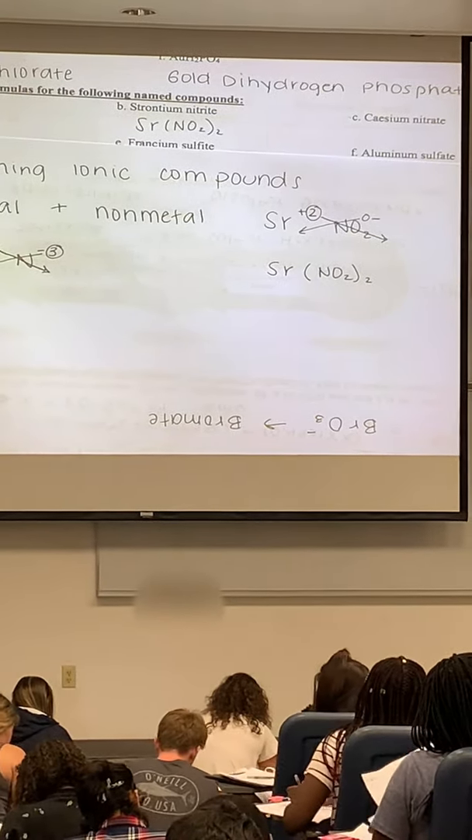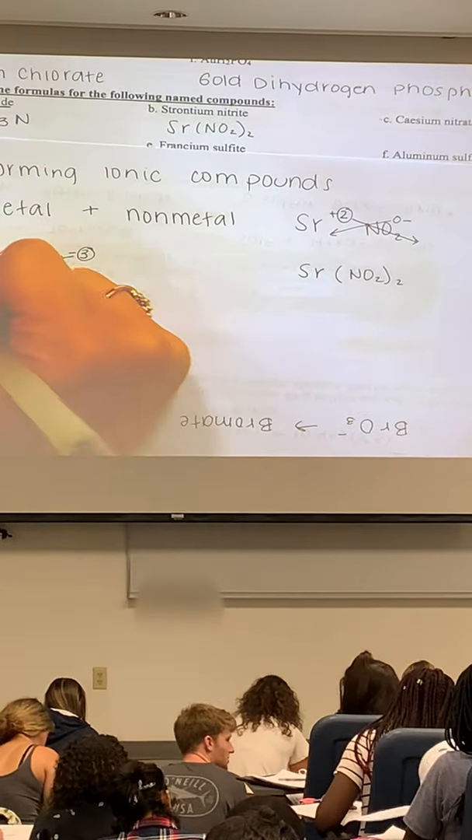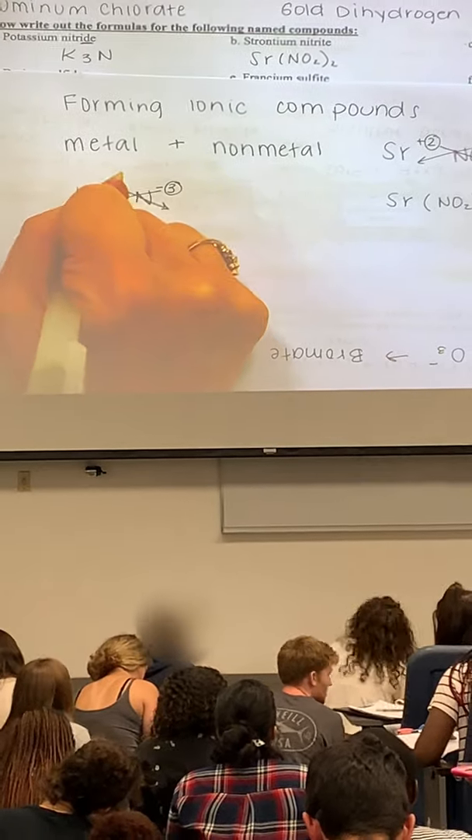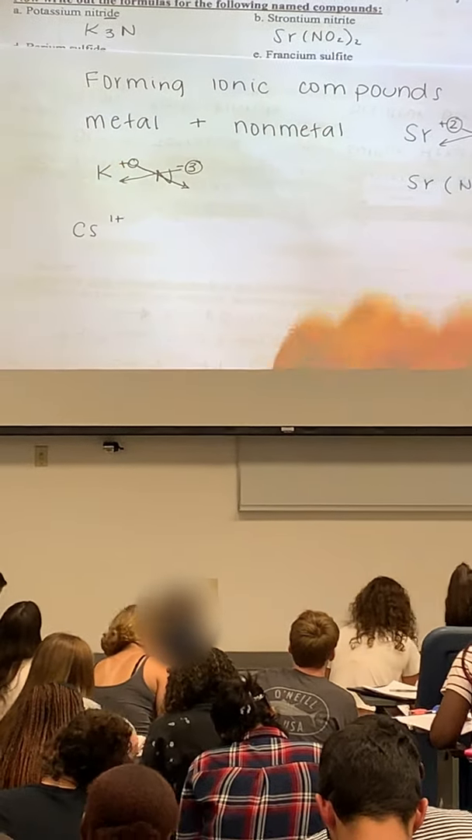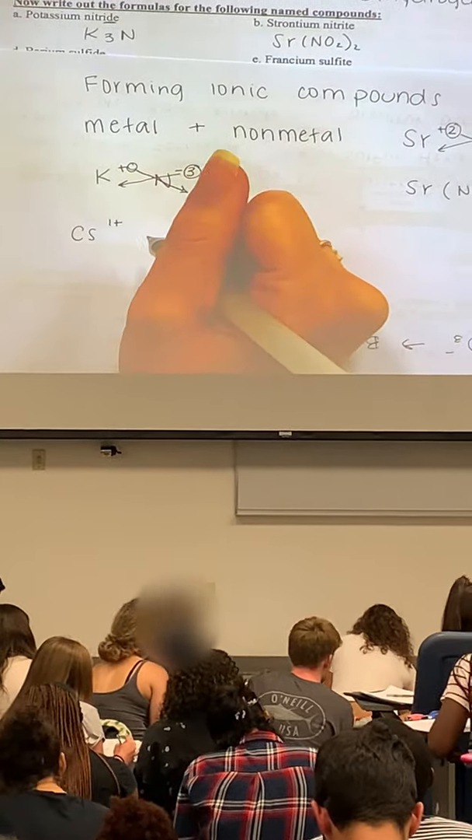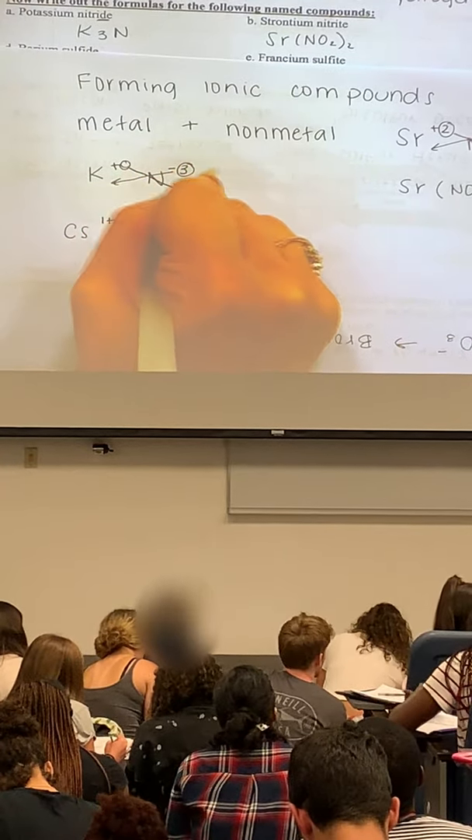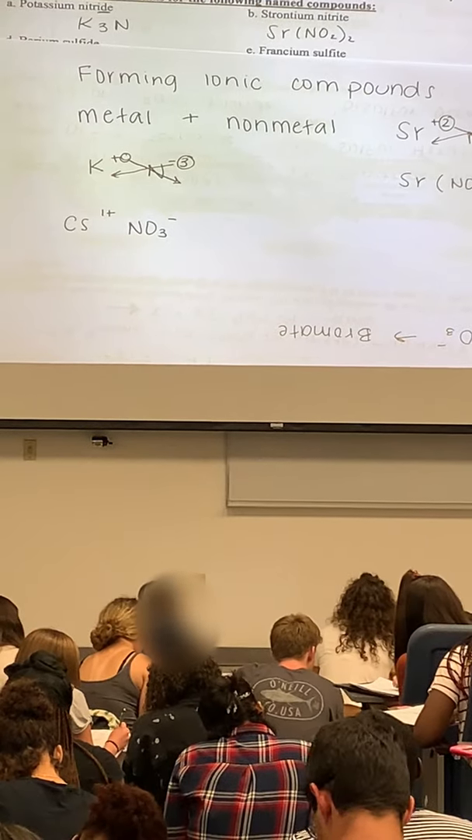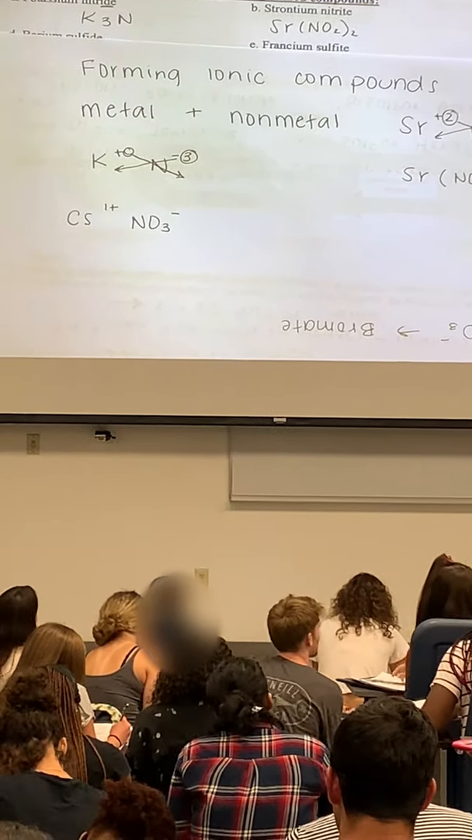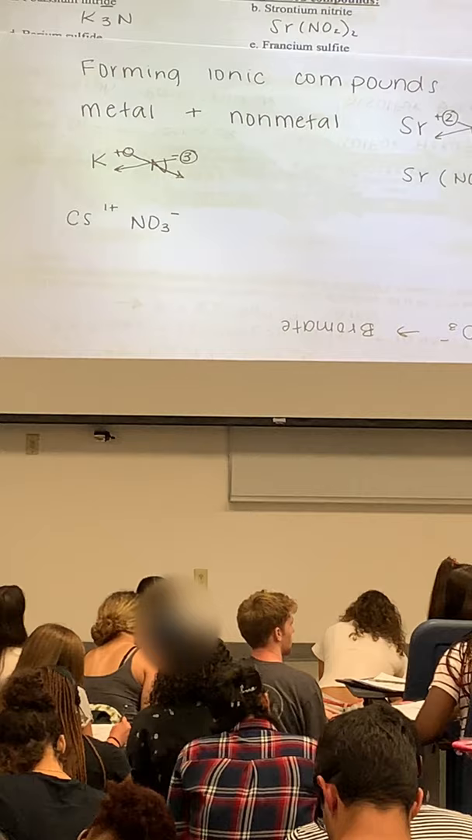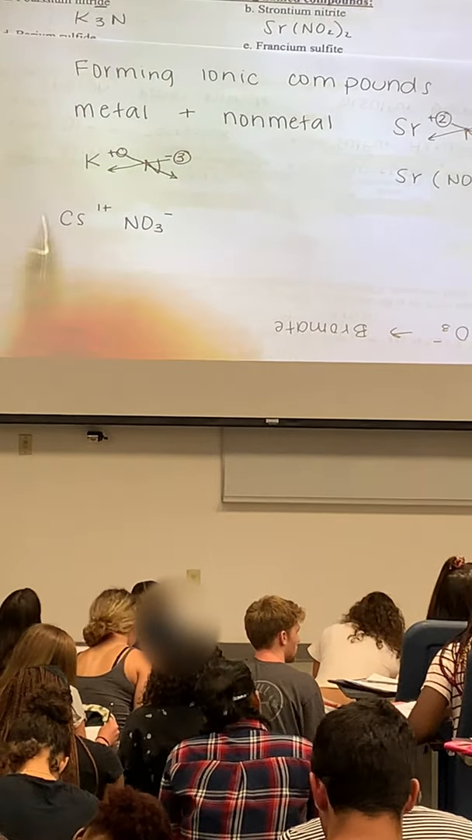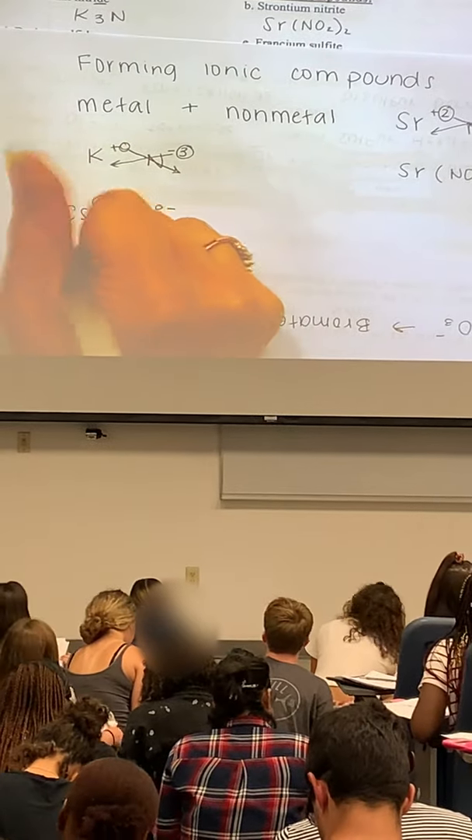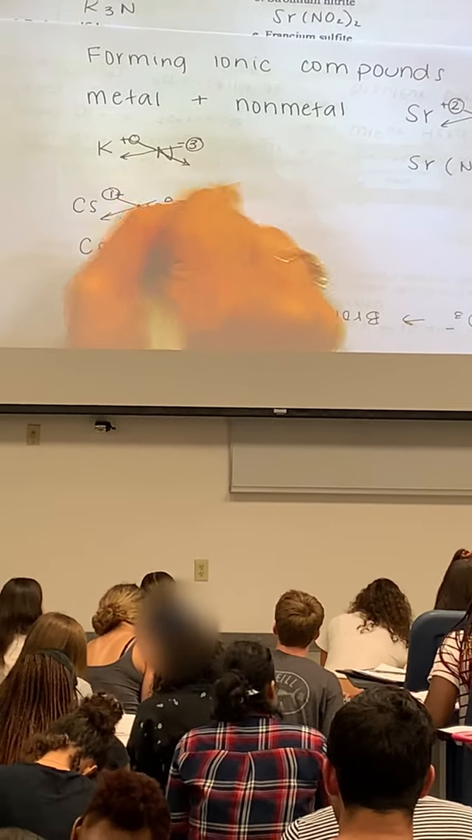What about cesium nitrate? What is cesium? Symbol and charge? Cs, +1 charge. And then nitrate is NO3-. So notice how this is a little bit more difficult because you have to know where to get these charges from and you have to know how to write down your polyatomic ions. This 1 is going to go here and this 1 is going to go here. So it's just going to be CsNO3.